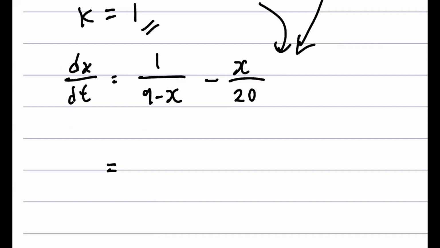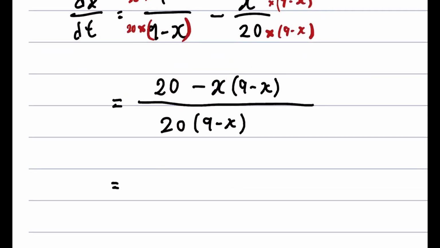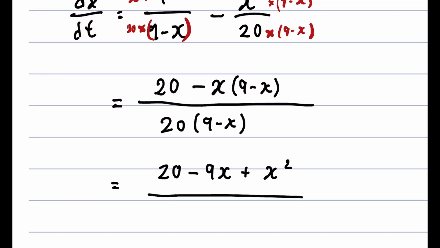So let's just multiply top and bottom by 20 here. Then here we times 9 minus x. Must make sure that the denominator is the same when you add or subtract fractions. Is that okay? Yes. So 20 bracket 9 minus x. Numerator: 20 minus x times 9 minus x. Distribute the minus x in, you get 20 minus 9x plus x squared over 20 bracket 9 minus x.